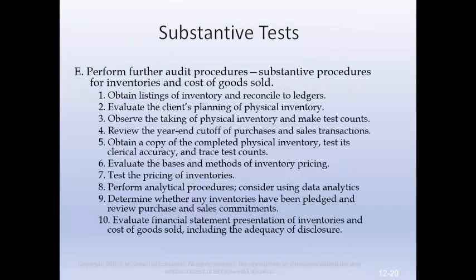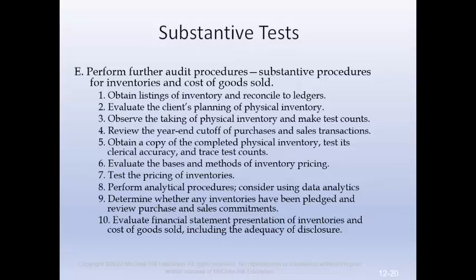The auditor will then begin the substantive part of the audit program for inventories and cost of goods sold. The first step is to obtain listings of inventory and reconcile them to the ledgers. Next, the auditors will evaluate the client's planning of physical inventory, observing the taking of physical inventory, including making test counts, and then review the year-end cutoff of purchases and sales transactions. The auditor will obtain a copy of the completed physical inventory, test its clerical accuracy, and trace test counts.